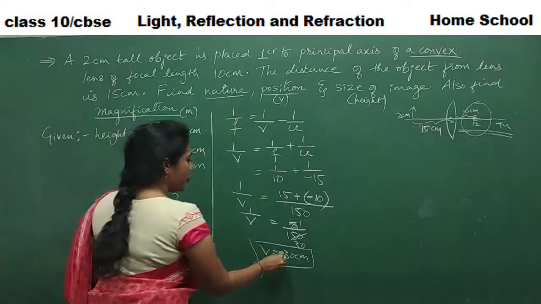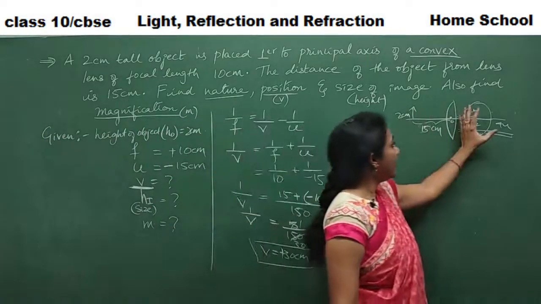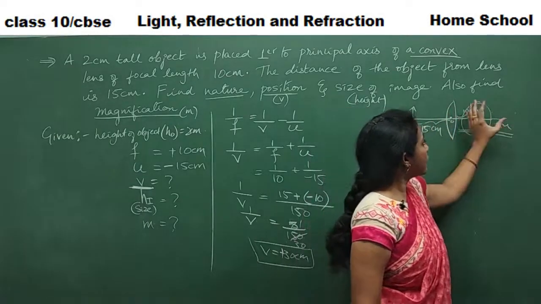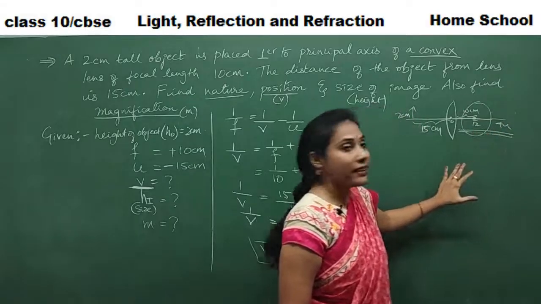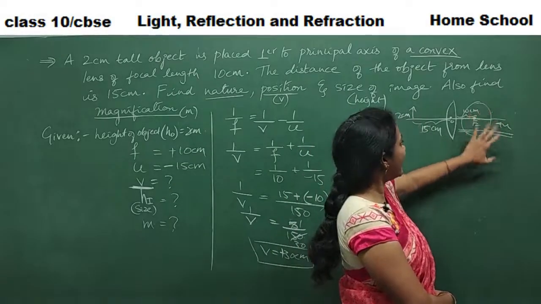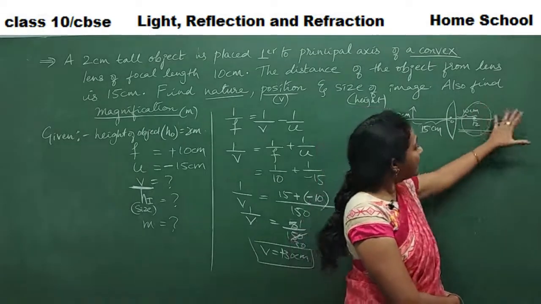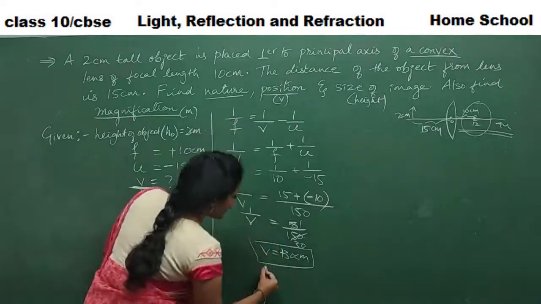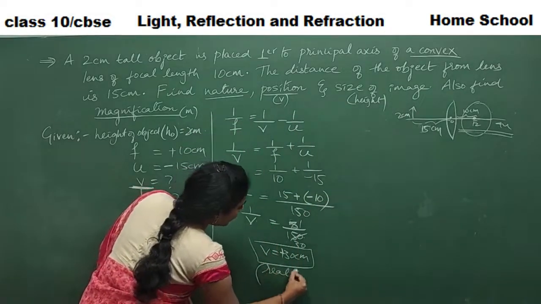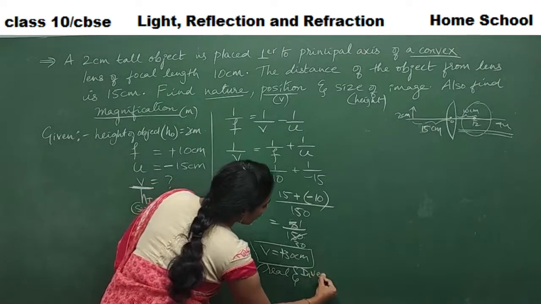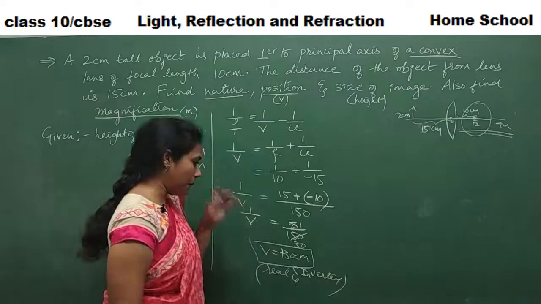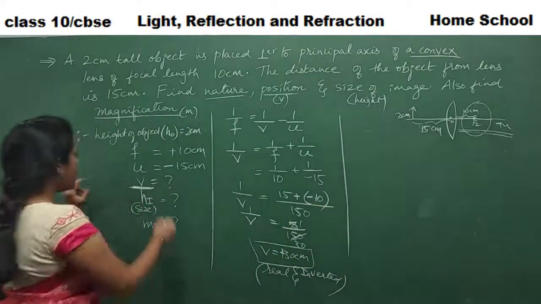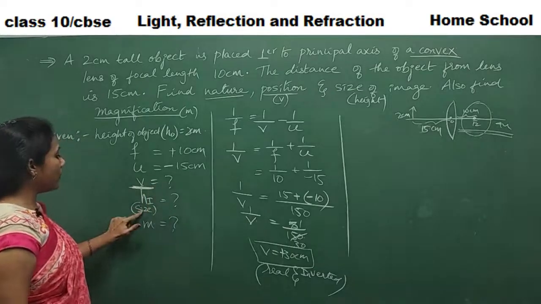See, V has a positive sign. Positive sign in the sense definitely the image is formed this side. In case of a convex lens, the image that is formed this side is a real image, right? Wherever refraction is occurring, if the image is forming there, such an image is always a real image. So from the sign of V, we can say that the image is real. Real images are always inverted. So what is the nature of the image? Real and inverted. So first question is over. We found V. Later, let us find out size.